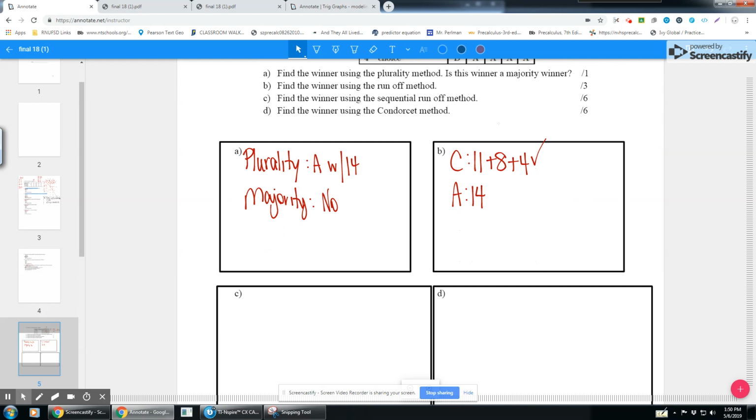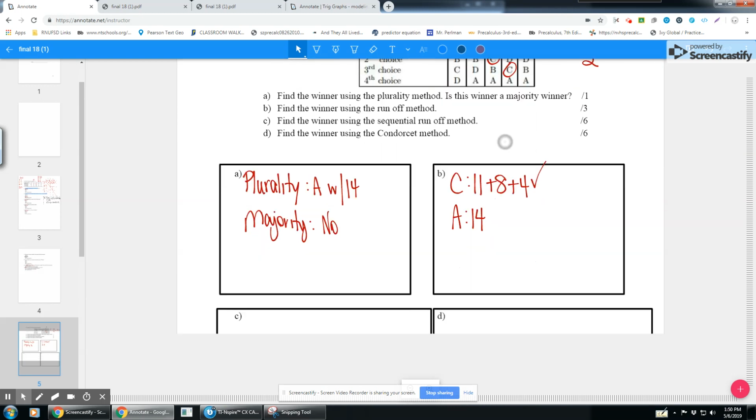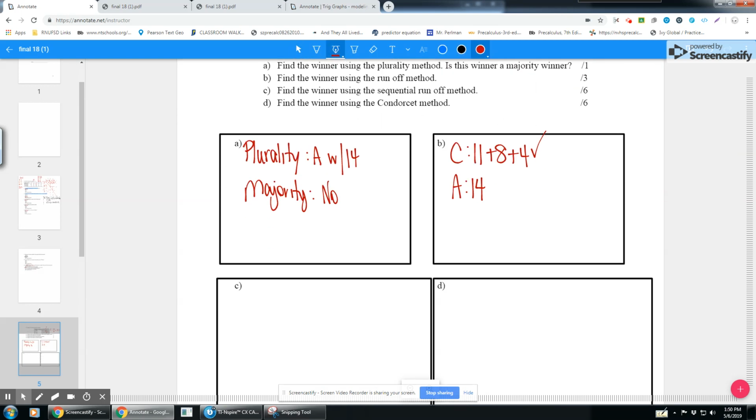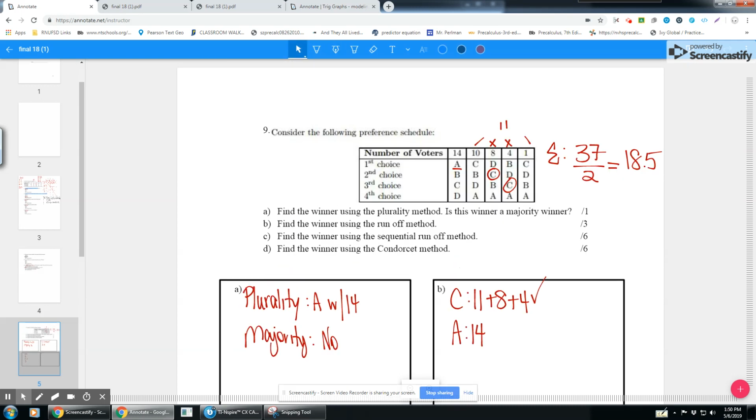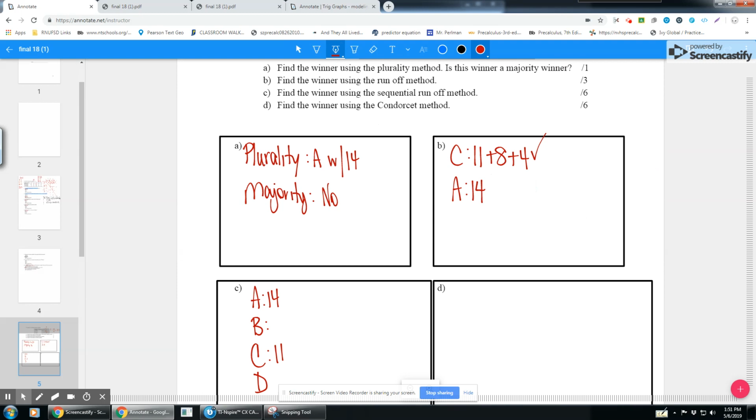And it says using sequential runoff. Remember, that's the one where you keep everybody. So sequential runoff, you have A with 14, B, C with 11, and D. So D had 8 votes, B had 4. And you're going to say of these, which one comes up the worst, which is B.